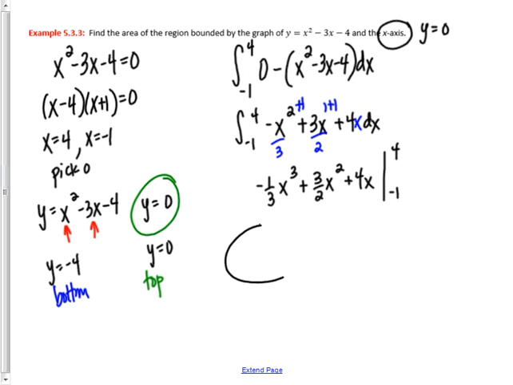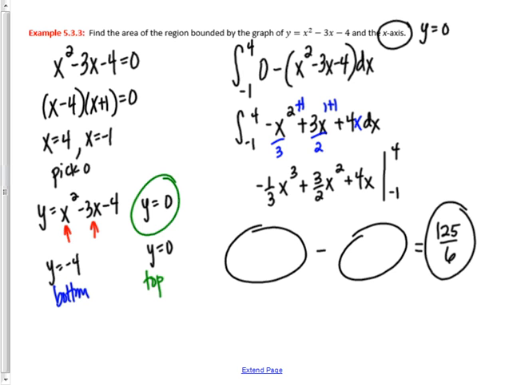Alright, so I'm going to try to save some time really quick because I don't want this to become too long. So if I plug in 4 and I plug in -1, I'm ending up with 125/6. So make sure you can get that answer later with your own calculator.